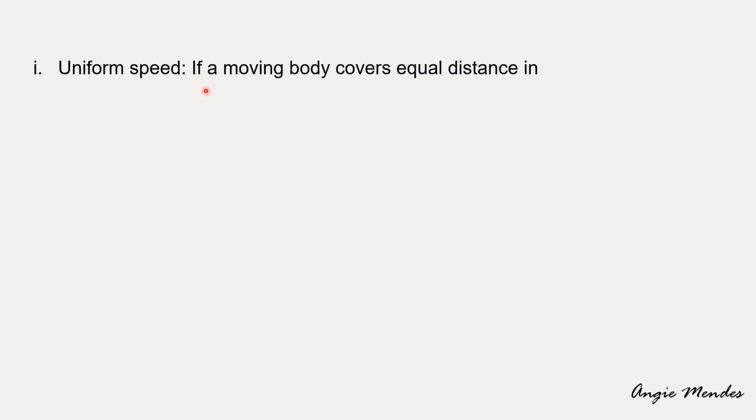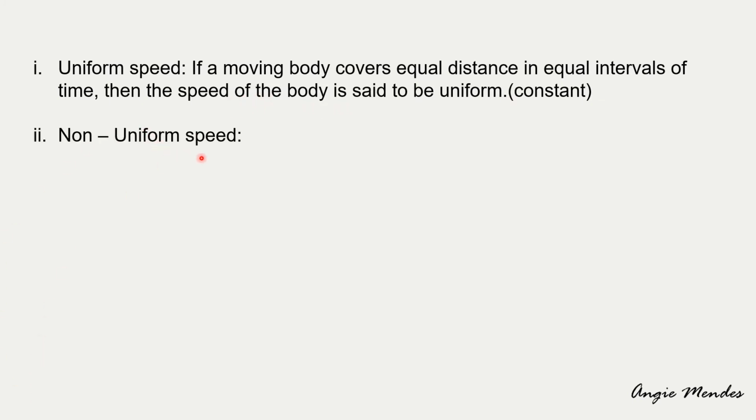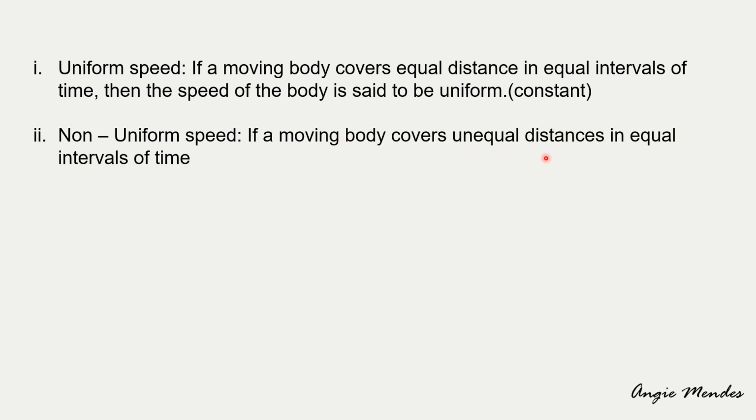Now we have discussed what is uniform motion and non-uniform motion. Now let us look at what is meant by uniform speed and non-uniform speed. If a moving body covers equal distances in equal intervals of time, then the speed of the body is said to be uniform or constant. This body is moving with uniform speed. Non-uniform speed is when a moving body covers unequal distances in equal intervals of time.